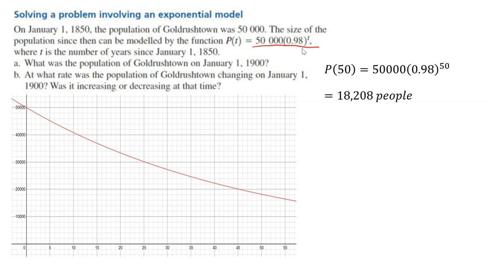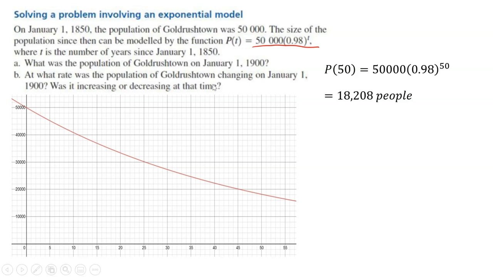Okay, so let's keep going. The first part is easy, right? We didn't need calculus for the first part. What's the population 50 years later? Plug 50 into the function and you're done. Let's get to the second part. At what rate? Okay, so now we might need calculus, because every time we ask about rate, it's like an IROC kind of thing. It's a slope kind of thing.